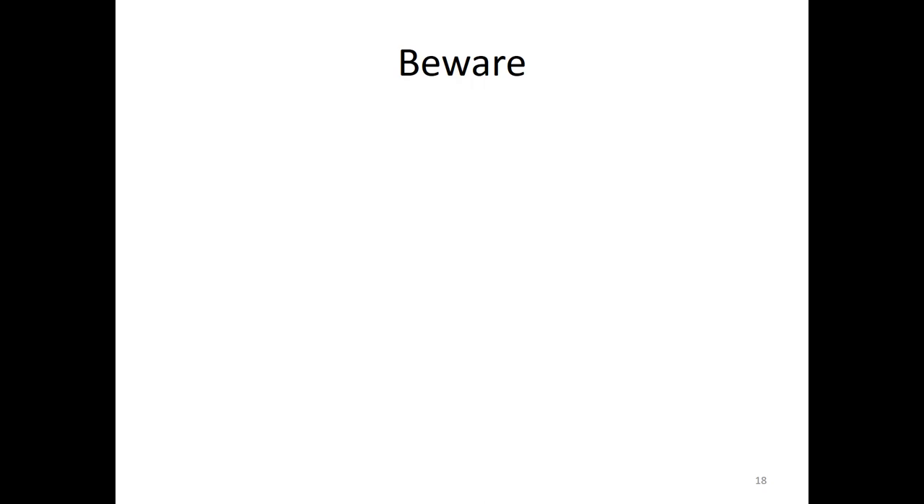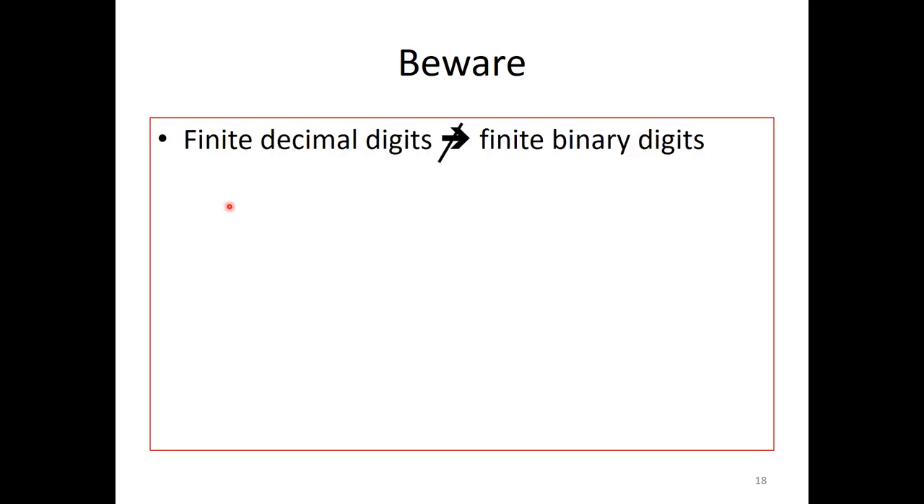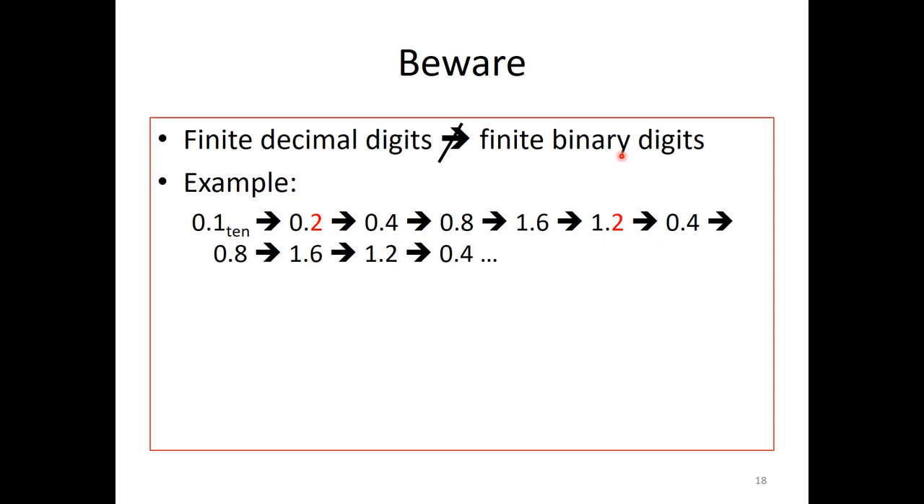You have to be very careful with this conversion. What is to be careful about? Remember, finite decimal digits are not equivalent to finite binary digits. So there are some inbuilt errors in conversion from decimal to binary. A very simple example: a very simple number, 0.1 in the decimal system. You think it's a very, very accurate thing. It's not, but as soon as you write 0.1 in computers, you are not getting the exact result.